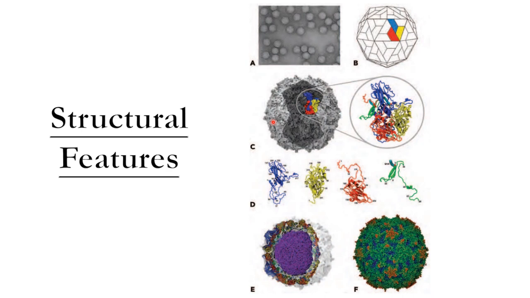Two adjacent pentamers are aligned at the twofold axis of symmetry and they are shaded dark gray. A single protomer is colored and also expanded at the right of the cartoon, as we can see here. The capsid proteins are colored according to what I just described in panel B. And here individual capsid proteins VP1, VP2, VP3 and VP4 are shown.